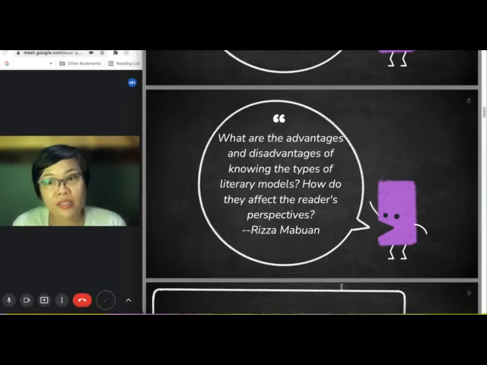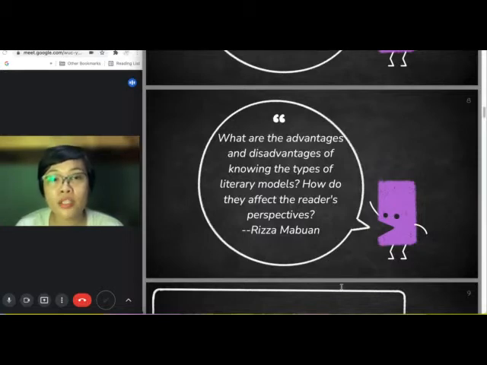It helps us see connections which we may not have seen before. Okay, but is there a disadvantage? Well, if we stick only to the three models, then we could be limited. So for sure, there are other models out there, but these are the three most common.